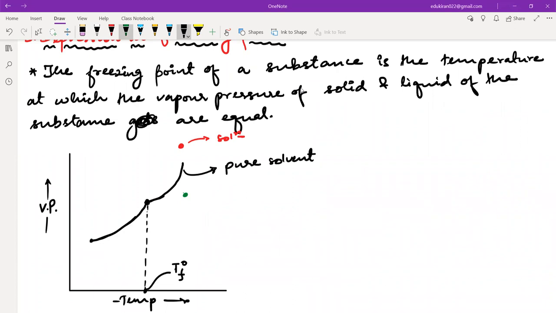Now, if the temperature is lower, what will happen? If the temperature is lower, it will follow this path, and at this point it will become solid. Now, if I drop this down, what is this? This is TF. TF means the temperature at which the solution freezes. The difference between these two will be delta TS. Is that clear? Yes or no? Please tell me, guys. Yes. Okay.